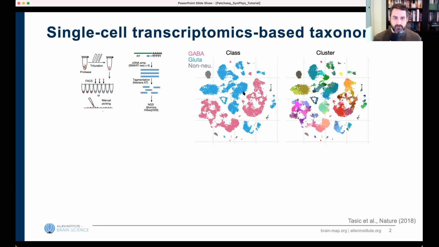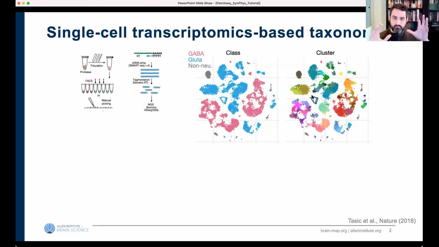And so you can see large classes like GABAergic inhibitory neurons forming their own continents and glutamatergic excitatory neurons forming other continents. And then you can look at the more granular structure and identify different transcriptomic cell types that have particular expression patterns that differentiate them from each other.